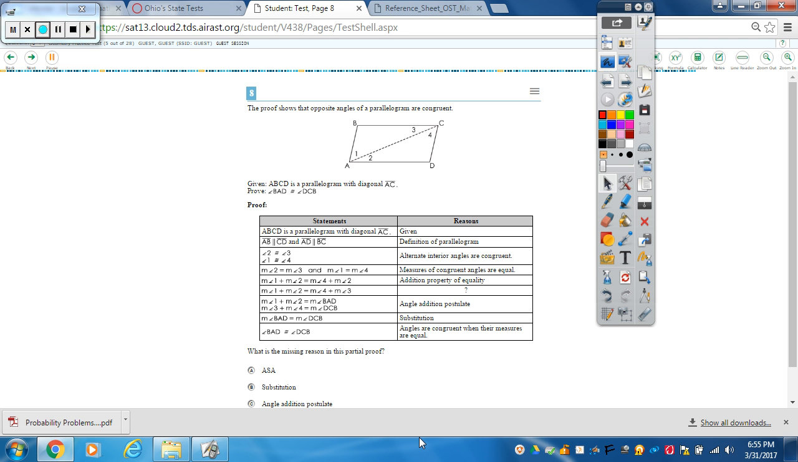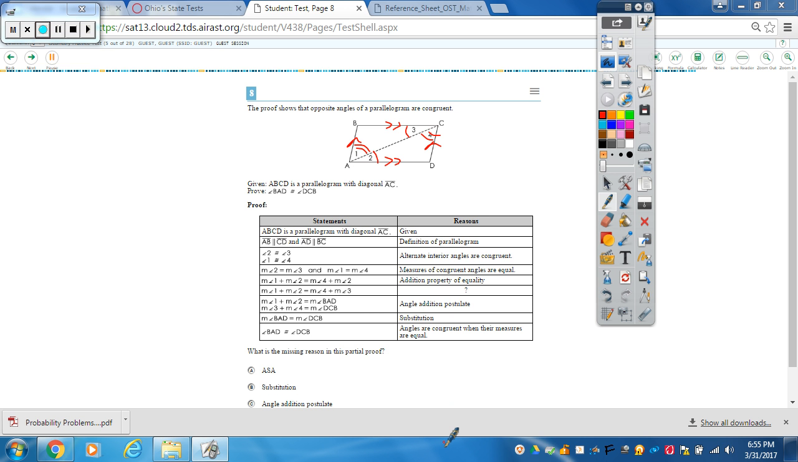So it says ABCD is a parallelogram with diagonal AC. Got it. I know those lines are parallel. And so again, I would draw this out on my paper. AB is parallel to CD. I know that AD is parallel to BC. So again, I would draw that out on my paper. We would know that 2 is equal to 3. And we would know that 1 is equal to 4. Okay? And you know, alternate interior angles are congruent. You got that there. I would use that later on if you need it.